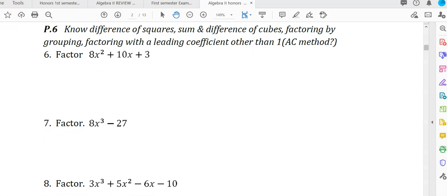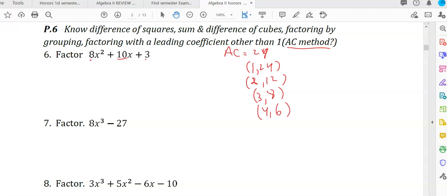Factor with the leading coefficient there, so you might want to know the AC method. Let's just do that just to be sure. So A times C is AC would be 24. So factors of 24 would be 1 and 24, 2 and 12, 3 and 8, 4 and 6. And they have to add up to be 10. All of them are positive, so it's got to be 4 and 6.